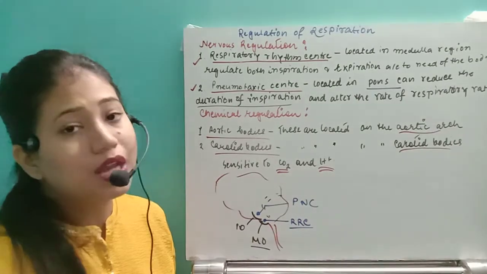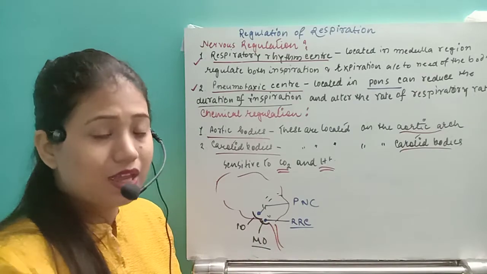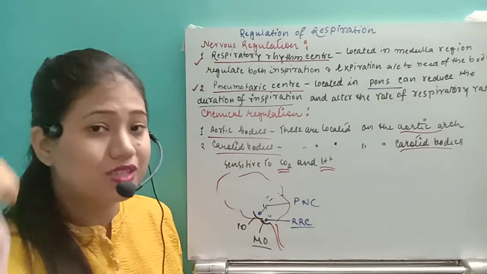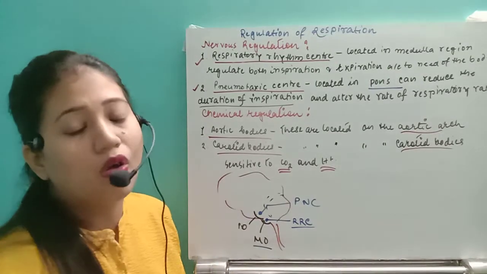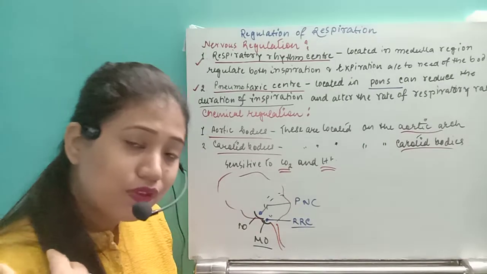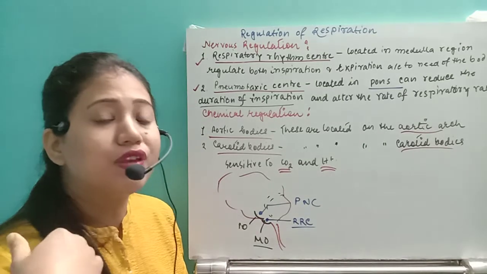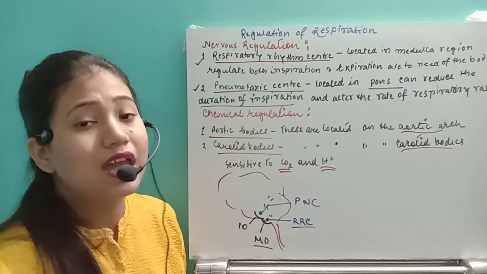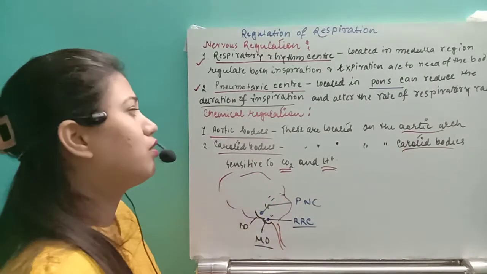So whenever carbon dioxide and hydrogen ion start to increase in our blood, then what will happen? This carotid body and our aortic body give the sense to the brain, and in the brain the respiratory rhythm center will alter the rate of breathing. That means it will decrease the depth of the breathing and increase the rate of breathing, and we will be able to repel the carbon dioxide as much as possible. So this way we have the chemical regulation.